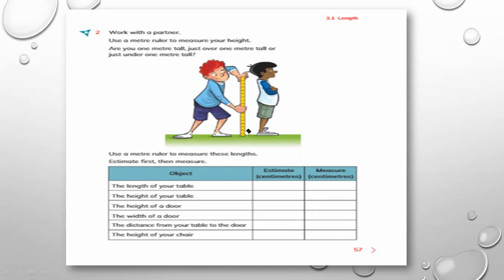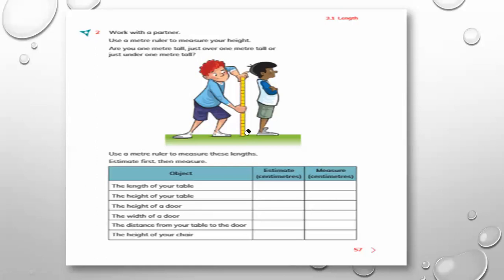In 1 meter, there are 100 centimeters. Over 1 meter means you're bigger than 1 meter. If you are less than 100 centimeters, you will say you are under 1 meter tall.